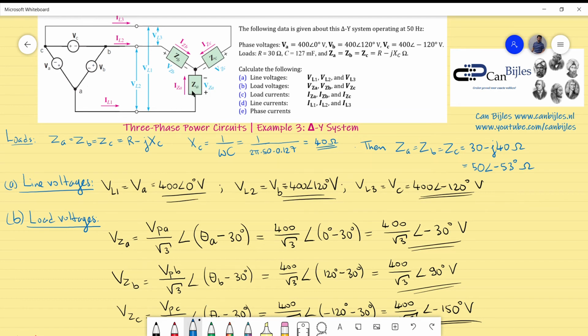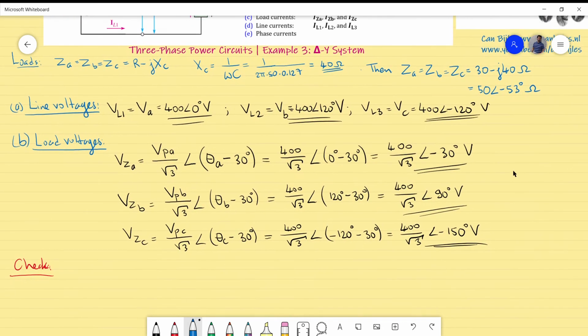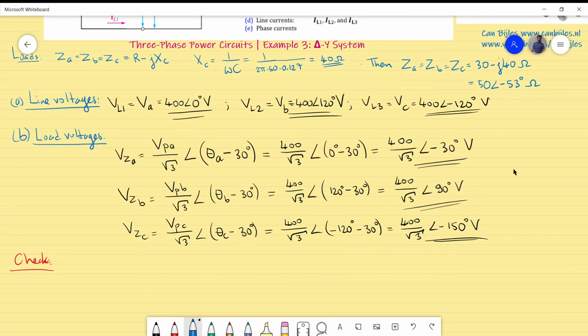So if this voltage minus this voltage, if this is the VA, which is 400 volts and with a phase orientation of 0 degrees, then we are actually correct. So let's do that. So I will do the following. I will say V of A is equal to V of ZA minus V of ZC.